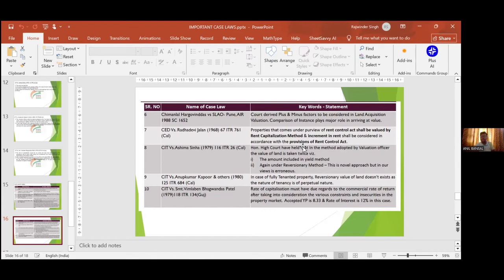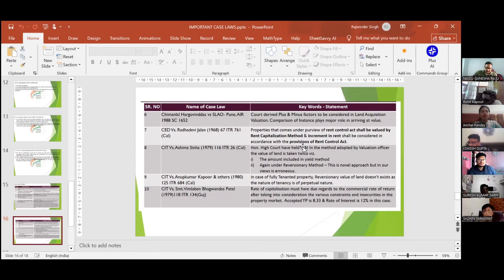And in the case of Bimla Ben Bhagwan Das, the court has given the procedure for how to assume the rent rate of capitalization. It was given by the court in CIT versus Bimla Ben Bhagwan Das.